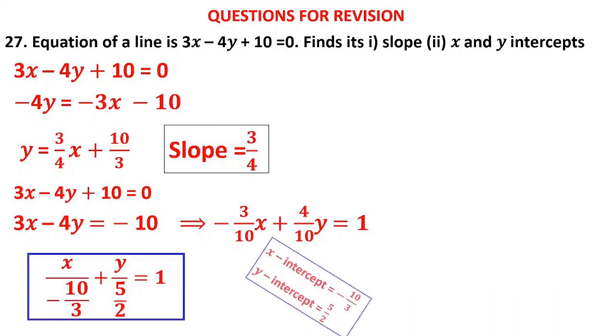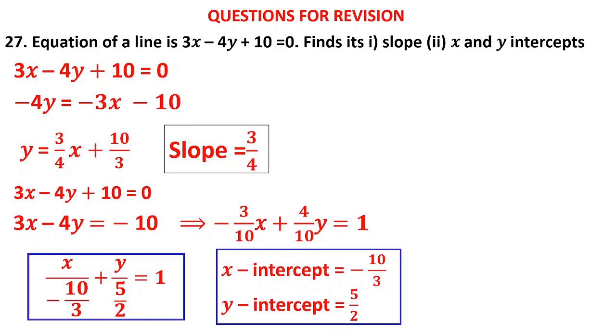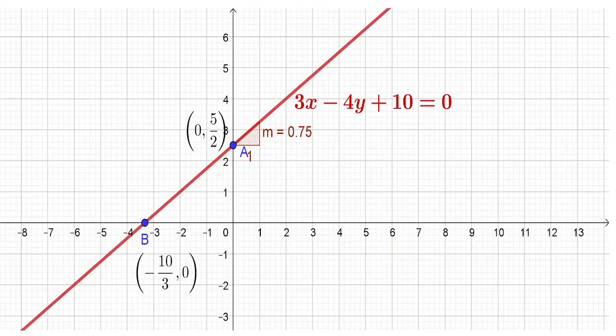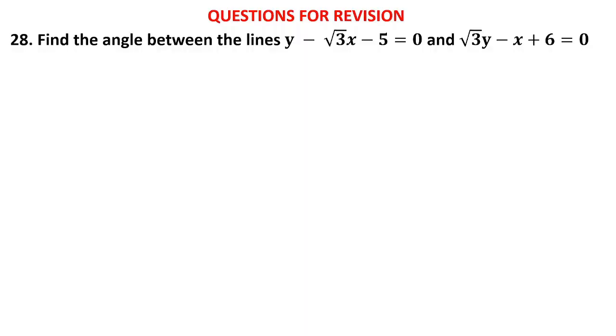Now what are the intercepts? They are minus 10 by 3 and 5 by 2, the numbers in the denominator of x and y, from x by a plus y by b is equal to 1. Let us see it on a graph sheet now. Now we are seeing that it cuts the x-axis at minus 10 by 3 and the y-axis at 5 by 2. Therefore, they are the intercepts and the slope is 3 by 4, which is nothing but 0.75.